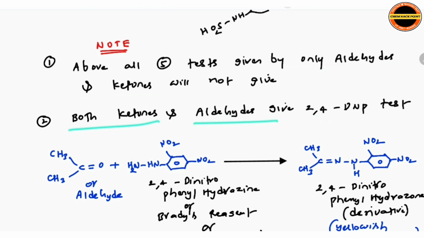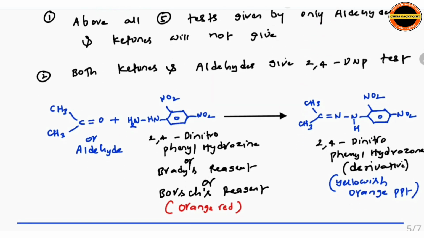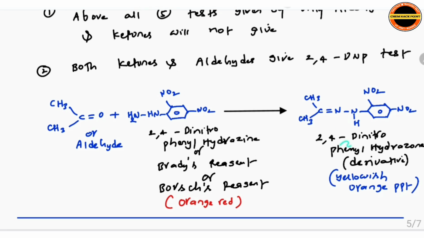Both ketones and aldehydes give the 2,4-DNP test. 2,4-DNP means 2,4-dinitrophenylhydrazine. Either a ketone or an aldehyde can give this test. 2,4-dinitrophenylhydrazine is also known as Brady's reagent, which is orange red in color. Whenever both are combined, you get a 2,4-dinitrophenylhydrazone derivative, a yellowish orange precipitate. If a yellowish orange precipitate is observed, then the given compound is either an aldehyde or a ketone.